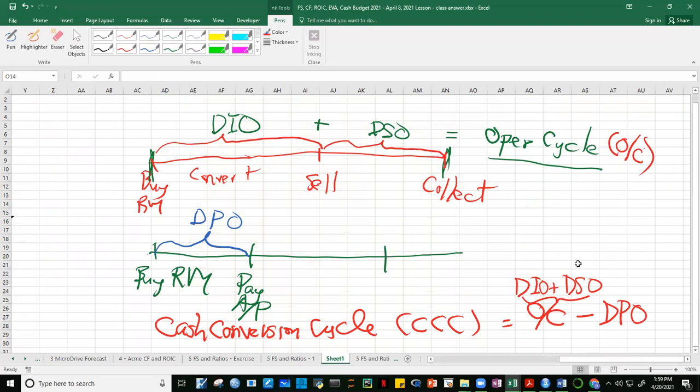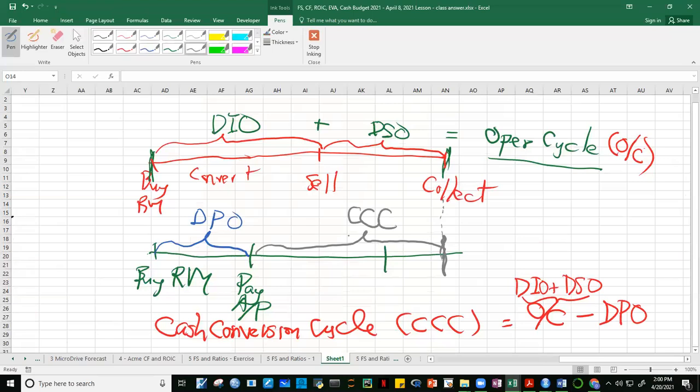So where here guys is your cash conversion cycle? Sa diagram natin dito, asa yung cash conversion cycle natin? Okay, so our cash conversion cycle is this one. Okay. This is our cash conversion cycle.